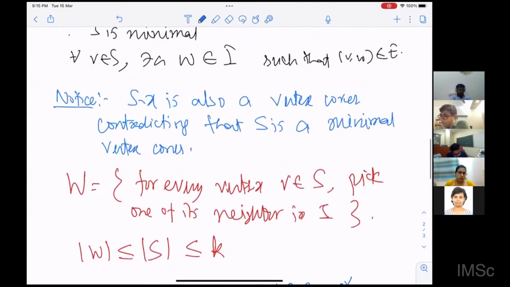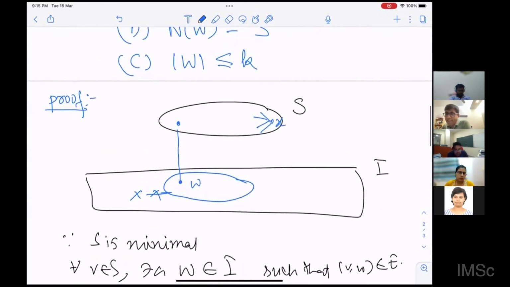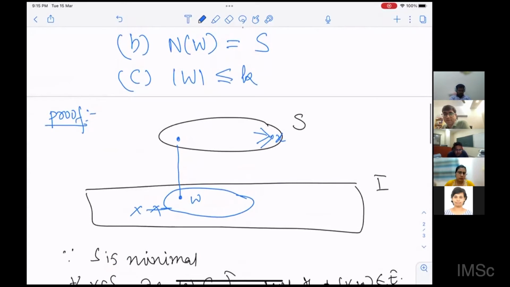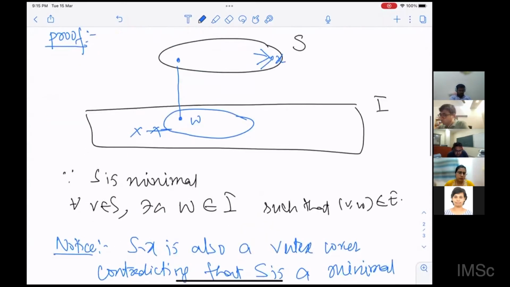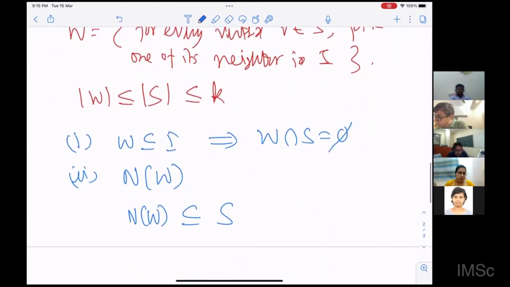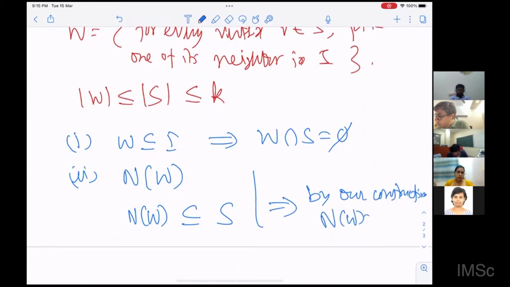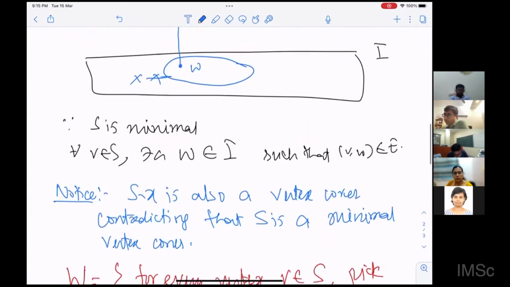Now, the way we have picked, for every vertex in S, I have picked a neighbor in W. Which implies that if I look at the neighborhood of W, it will cover S. So this implies that, by our construction, the neighborhood of W is equal to S. So this was our structural lemma.